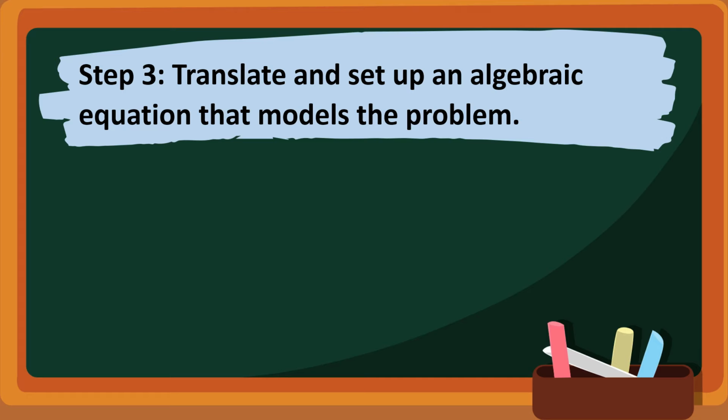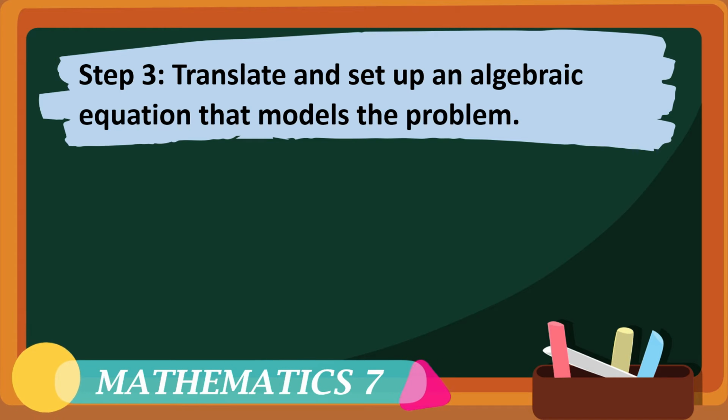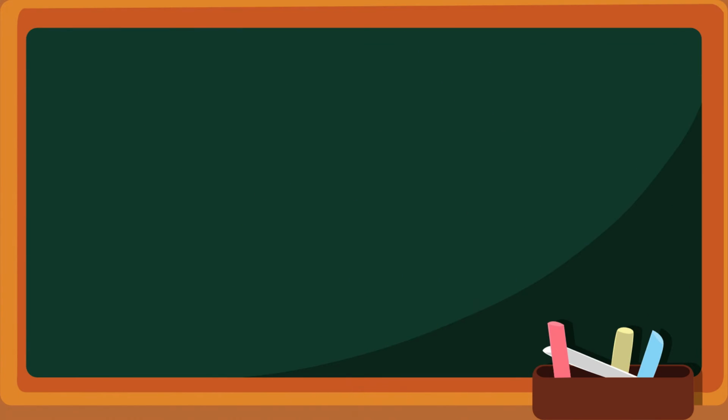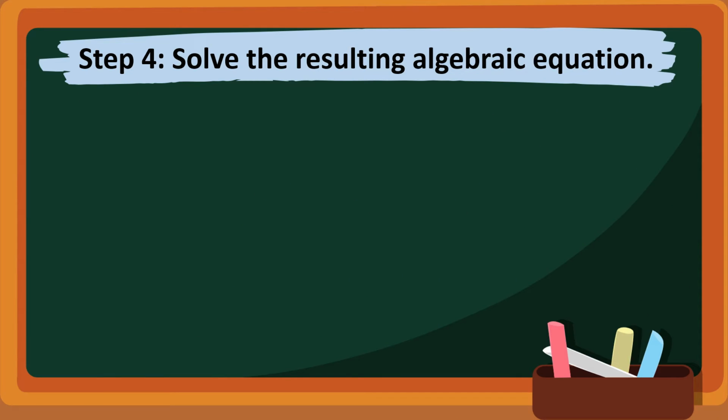Step number 3. Translate and set up an algebraic equation that models the problem. In forming an equation, consider equating the same quantity expressed in different ways. In this case, you can equate Anton's age 16 years from now. Step number 4. Solve the resulting algebraic equation. We have 3 times x plus 2 plus 16 is equal to 2 times quantity x plus 16.